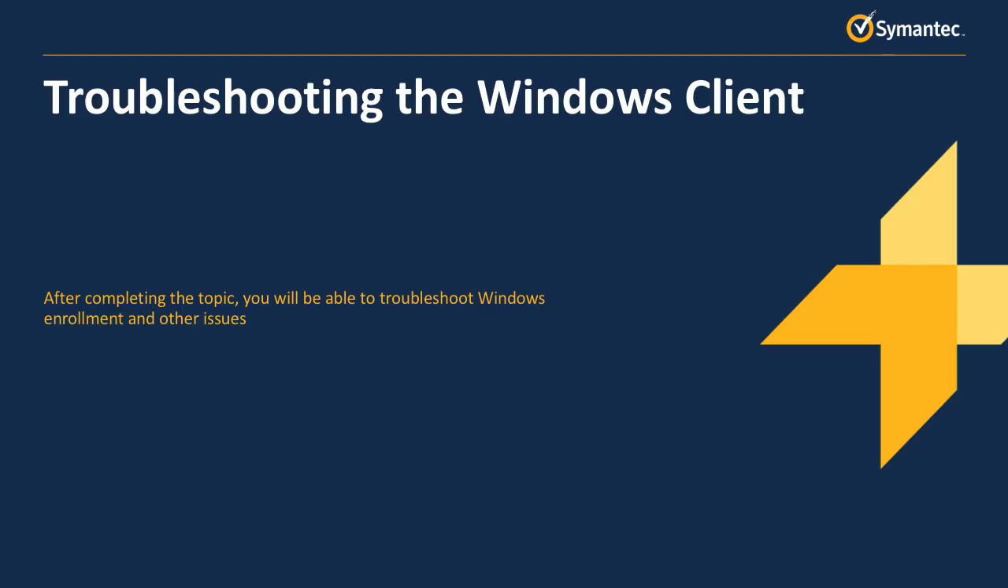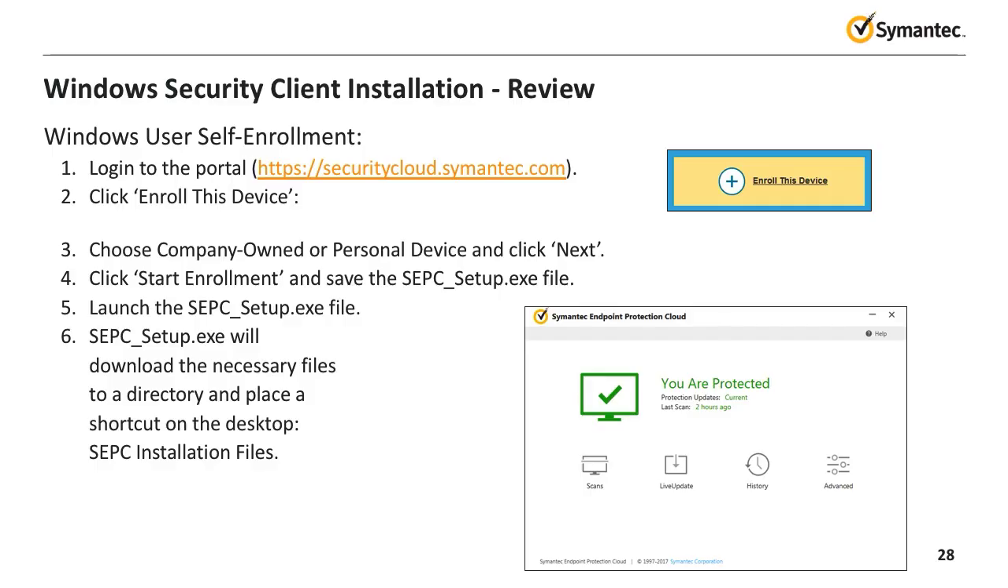This is the Troubleshooting the Windows Client topic. After completing the topic, you will be able to troubleshoot Windows enrollment and other issues. This is a review of the Windows user self-enrollment process. The user can self-enroll multiple devices by navigating to the user portal and clicking the option to enroll this device. That begins enrollment and download of the SEP Cloud installation files.